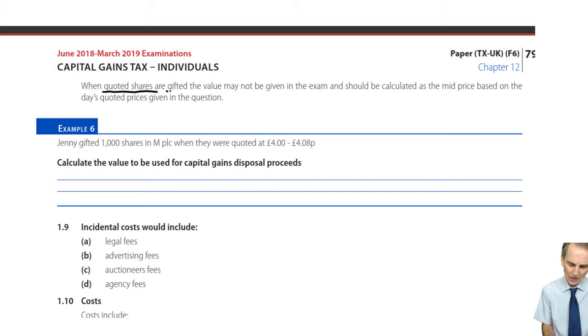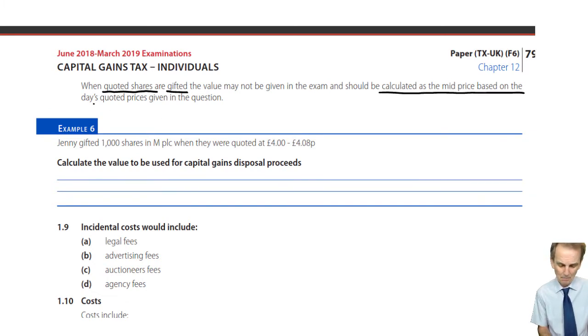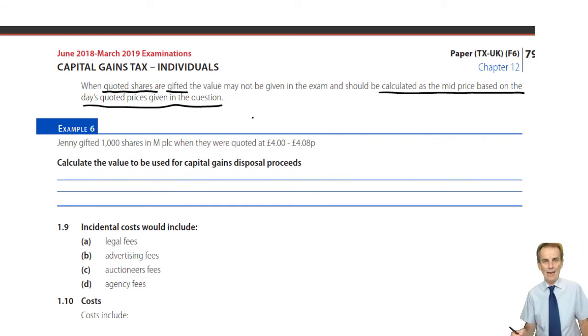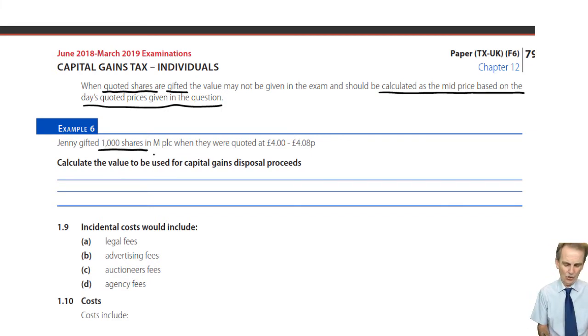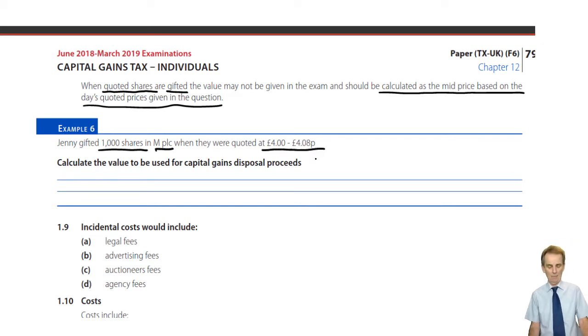So when quoted shares are gifted, the value may not be given in the exam and should be calculated as the mid price based on the day's quoted prices given in the question. So at the end of the day, we'll get these two prices quoted. For example, Jenny gifted 1,000 shares in MPLC when they were quoted on that day, at the end of the day, at £4/£4.08. Therefore, what do we use?